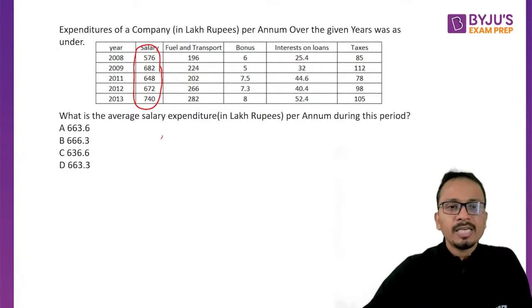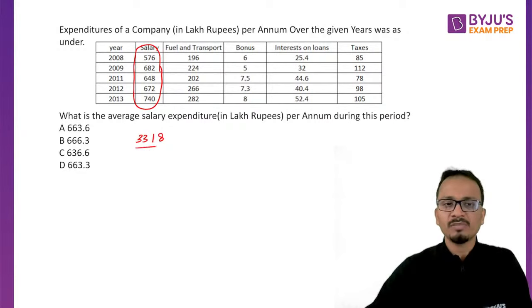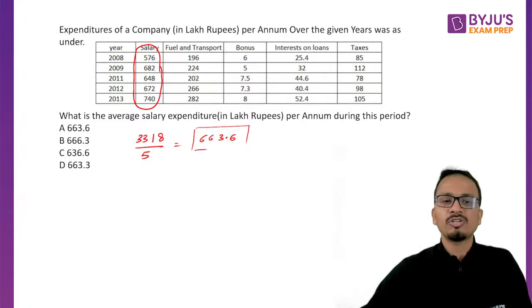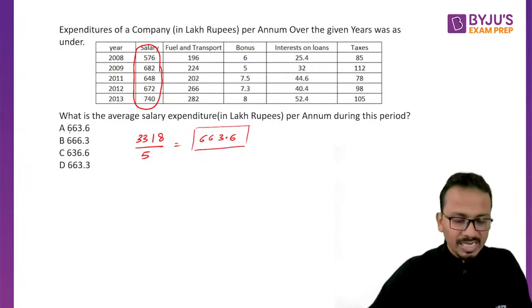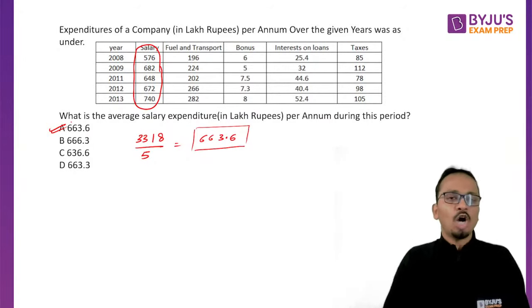10 and 8, 18, 1, 16, 20, 27, 31, 3, 11, 14, 20, 26, 26, 33. So 3318 is the sum of these 5 terms. 3318 divided by 5 will be 6636 and decimal here. So 663.6 should be the answer. And yes, it is among the options. And the correct answer is option A.